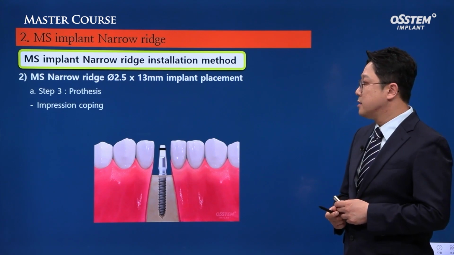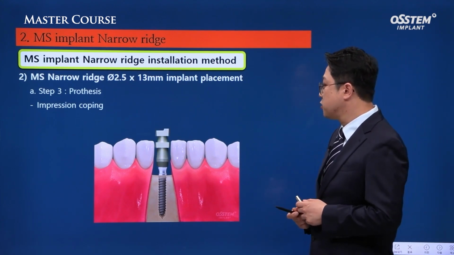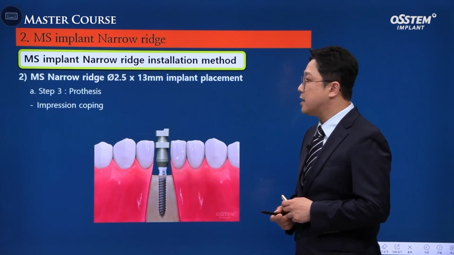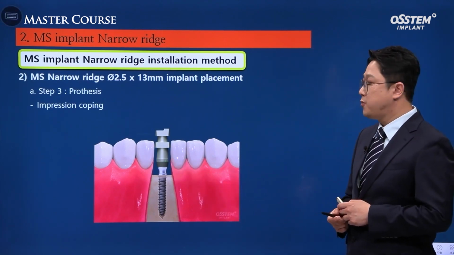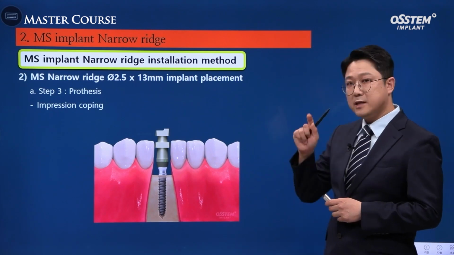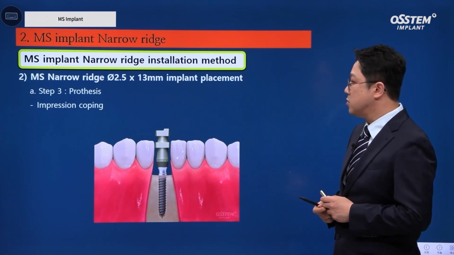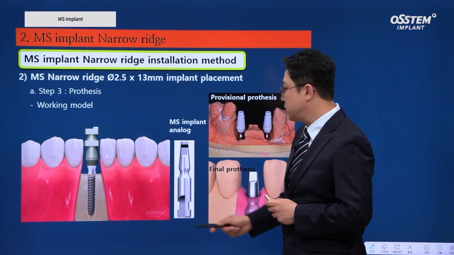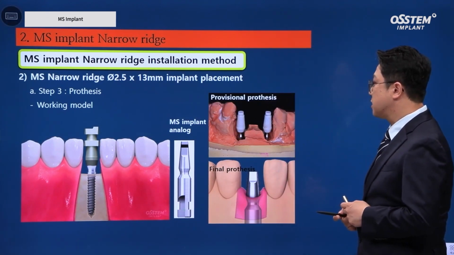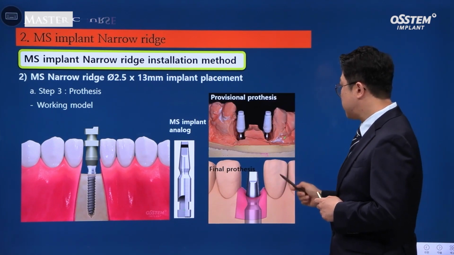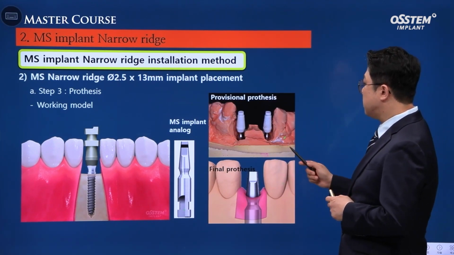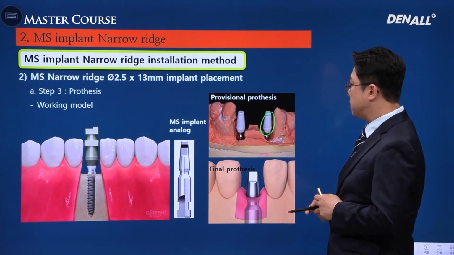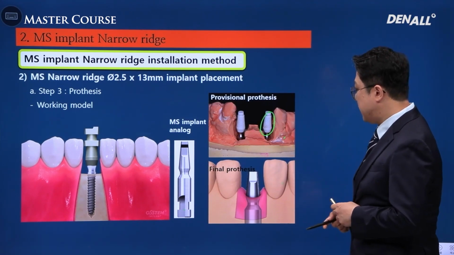Impression is taken to fabricate prosthesis. There's a special impression coping. Impression coping for MS implant exists. It clips on. You take impression. After that, you use MS implant analog. You can create model, and using this you can fabricate provisional. There's also a provisional cap to fabricate provisional, or you can just fabricate final prosthesis.